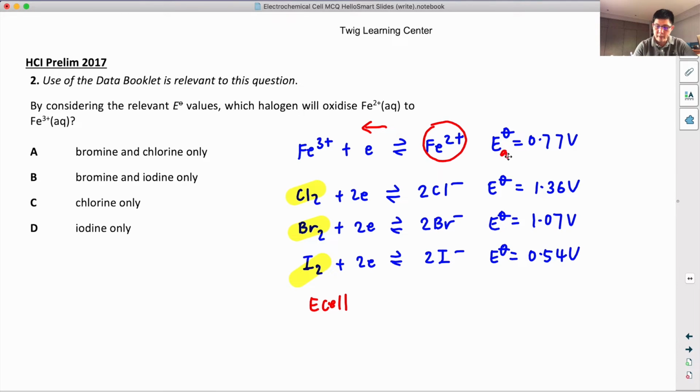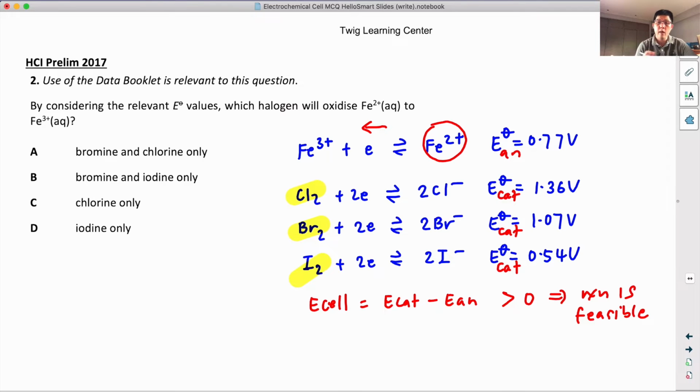So this is definitely going to be the anode, and all the rest here will be the cathode. E cell is actually E cathode minus E anode. If it's greater than 0, the reaction is feasible. So which one of them will be feasible? The E cathode must be greater than 0.77. For example, if I use bromine, it will be 1.07 minus 0.77, and this will be greater than 0, which means the reaction can take place.